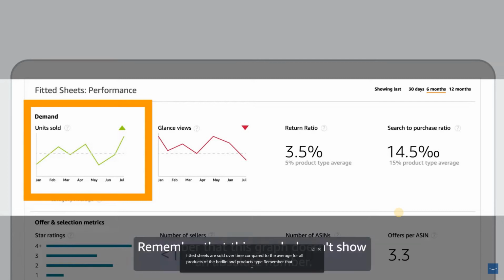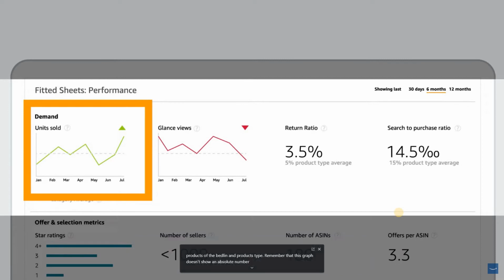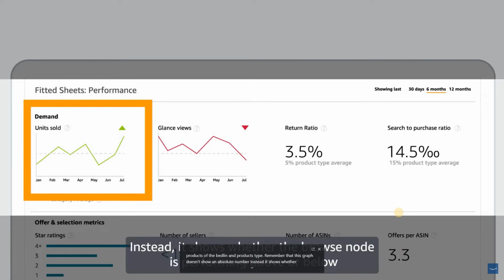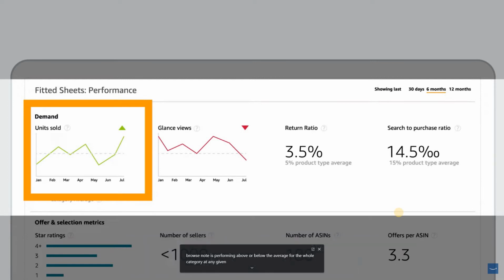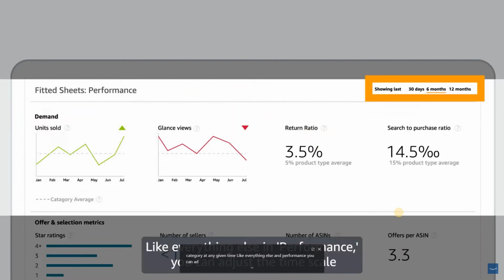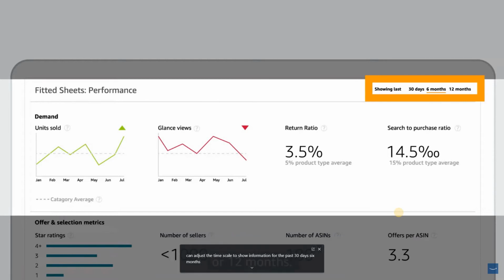Remember that this graph doesn't show an absolute number. Instead, it shows whether the browse node is performing above or below the average for the whole category at any given time. Like everything else in performance, you can adjust the timescale to show information for the past 30 days, 6 months, or 12 months.